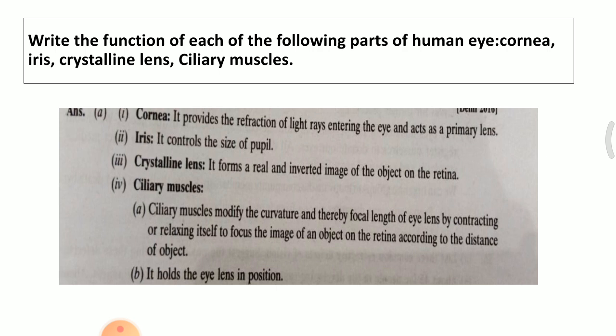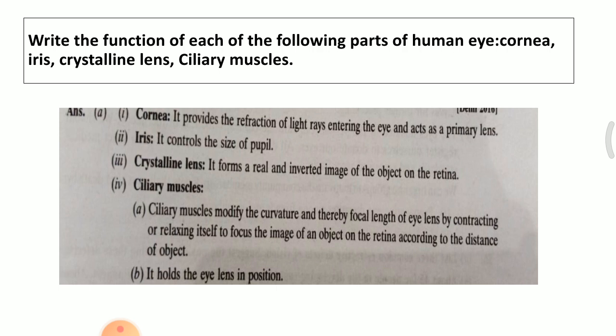Iris, it controls the size of the pupil. The third one, crystalline lens. The convex lens is called crystalline lens. It forms a real and inverted image of the object on the retina. Due to that crystalline lens, the image is formed on the retina.